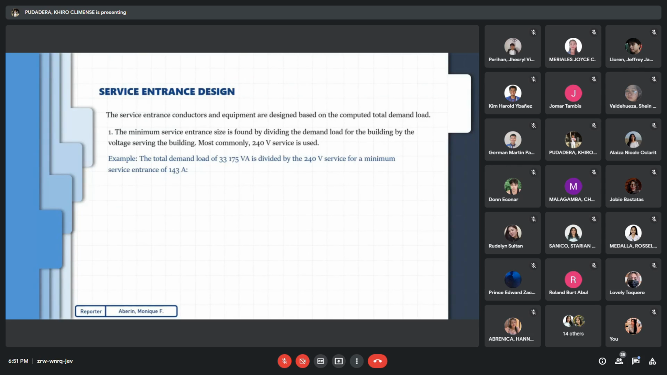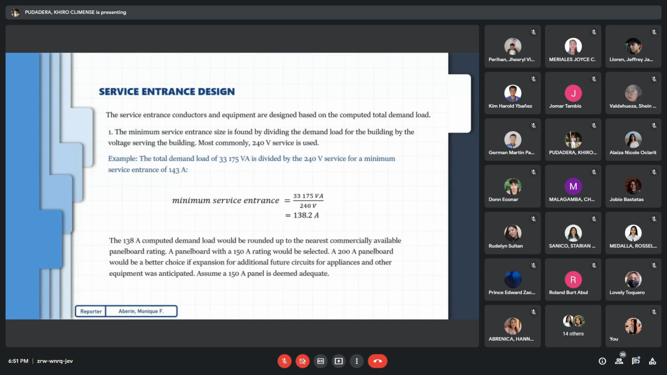Minimum service entrance equals 33,175 VA over 240 V equals 138.2A. The 138A computed demand load would be rounded up to the nearest commercially available panel board rating. A panel board with a 150A rating would be selected. A 200A panel board would be a better choice if expansion for additional future circuits for appliances and other equipment was anticipated. Assume a 150A panel is deemed adequate.